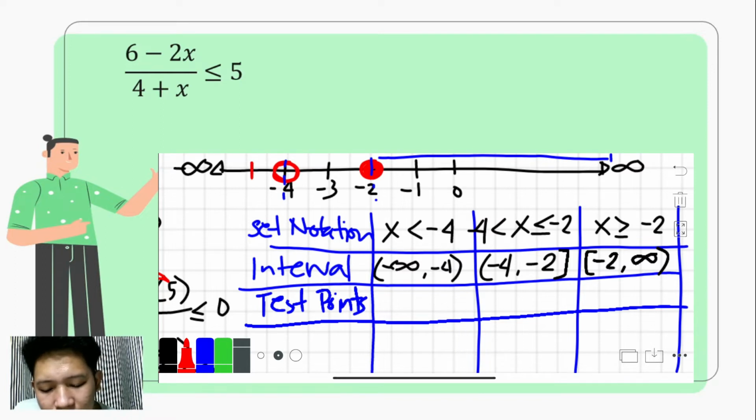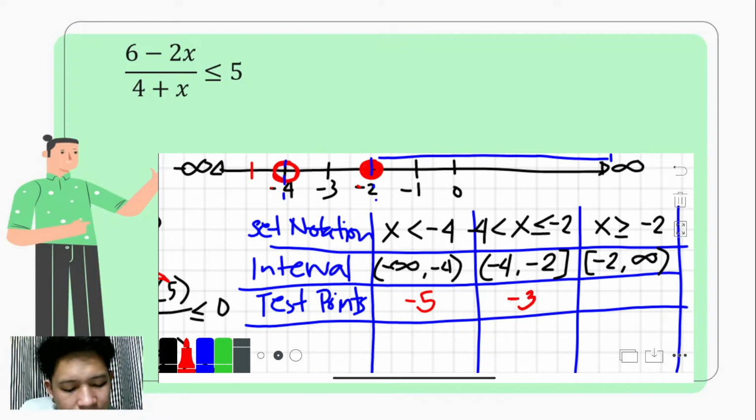So what is the closest? Let's just use negative 5. Alright, so negative 5. And then the test point for the second one, that would be in between negative 4 and negative 2. That is negative 3. Okay, so that works.